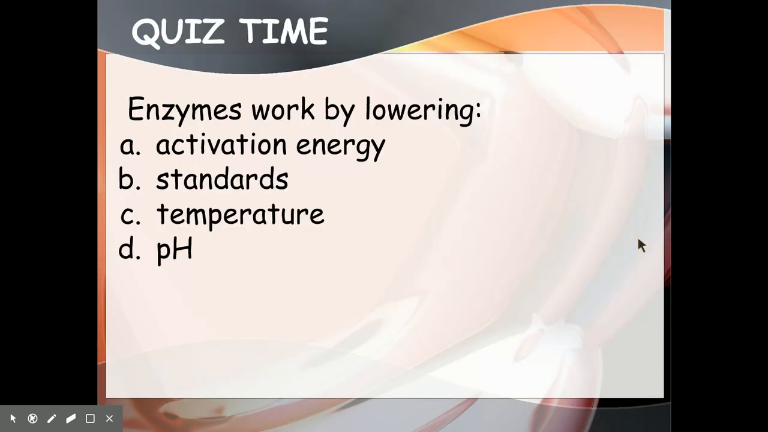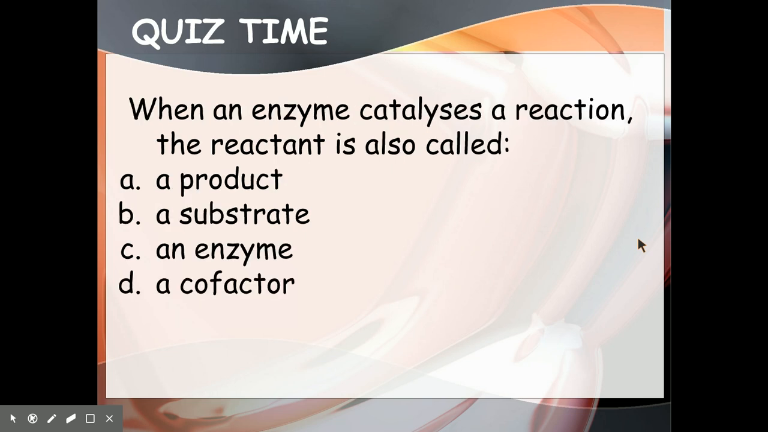All right, quick quiz. So enzymes are going to work by lowering what? Good. Hopefully you get that they work by lowering activation energy. So it requires less energy to get a chemical reaction going, so it's going to be faster. It's going to go quicker. When an enzyme catalyzes a reaction, the reactant is also called a product, a substrate, an enzyme, or a cofactor? Good. Hopefully you were able to get that it's a substrate.